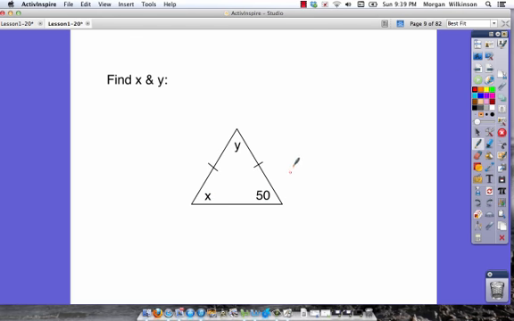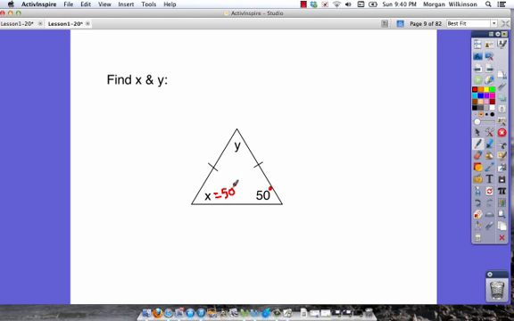Alright, now we want to find x and y. In this problem we're given these tick marks. The tick marks mean that these two sides are the same length. So if these two sides are the same length, it means the angles opposite them must be the same measure. So if the angle opposite our first side is 50, the angle opposite our next side must also be equal to 50. We'll put in our degrees symbol.